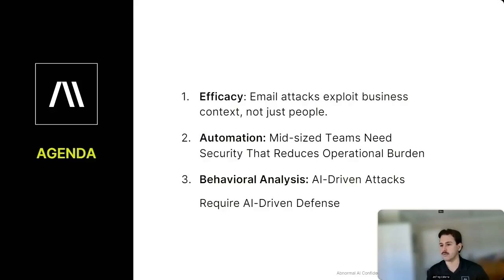What makes Abnormal different, and why mid-market organizations really need to take a different approach to email security. First and foremost is efficacy. Email attacks are now designed by threat actors to really exploit business context rather than just people. Instead of canned phishing examples just to get somebody to click, they're manipulating emails around invoice fraud. They're trying to impersonate partners. They're even getting to the point where they're actually compromising your partners and acting on behalf of that compromised account.